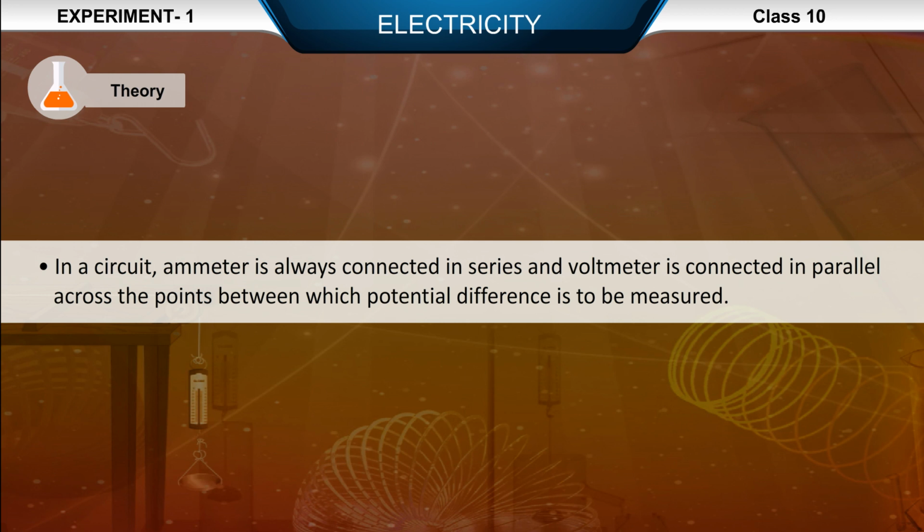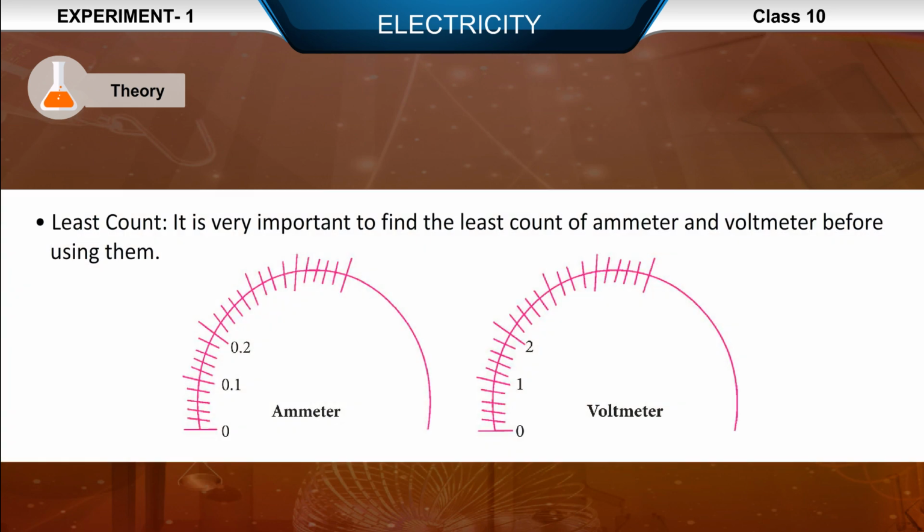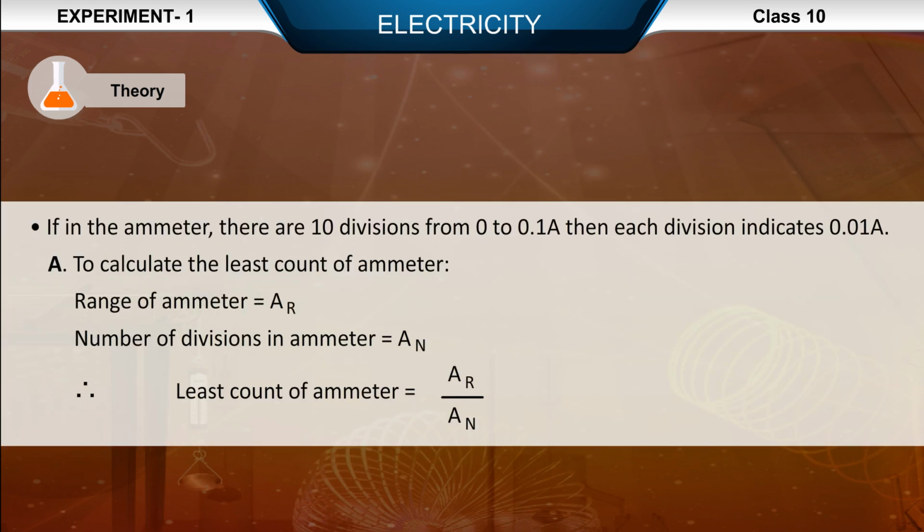In a circuit, the ammeter is always connected in series and the voltmeter is connected in parallel across the points between which potential difference is to be measured. A straight line graph obtained between V and I verifies Ohm's law. Least count. It is very important to find the least count of ammeter and voltmeter before using them. If in the ammeter there are 10 divisions from 0 to 0.1, then each division indicates 0.01 A.